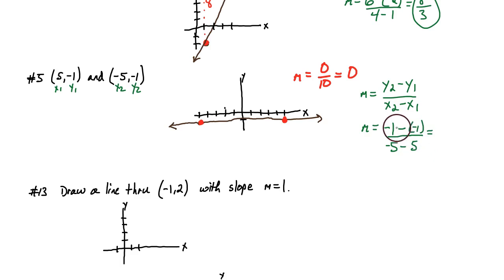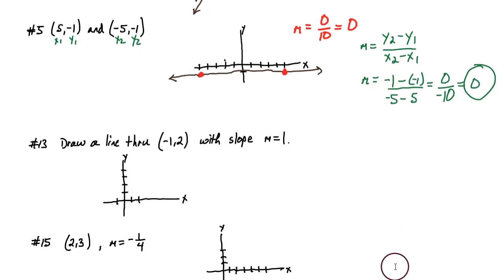Let's evaluate this. Negative 1 subtract negative 1 makes 0 because any number subtract itself is 0. And negative 5 subtract a 5 is negative 10. This reduces to 0. We got the same answer.